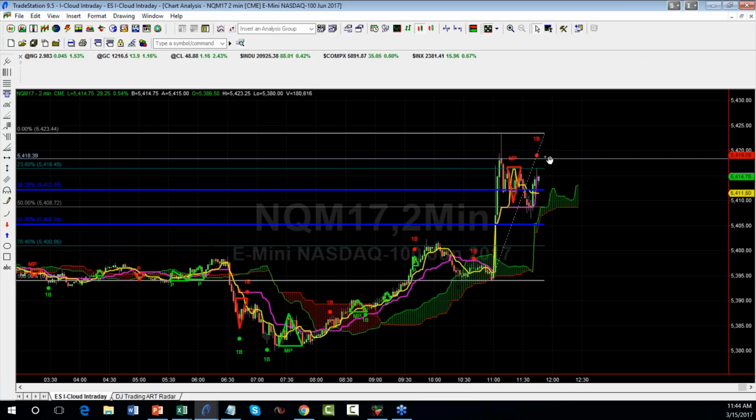So if you were to get above this 54.18 level, that might be an okay long entry there on NQ, Daniel. And if I did that, my initial stop on this would be under this low in this area here.